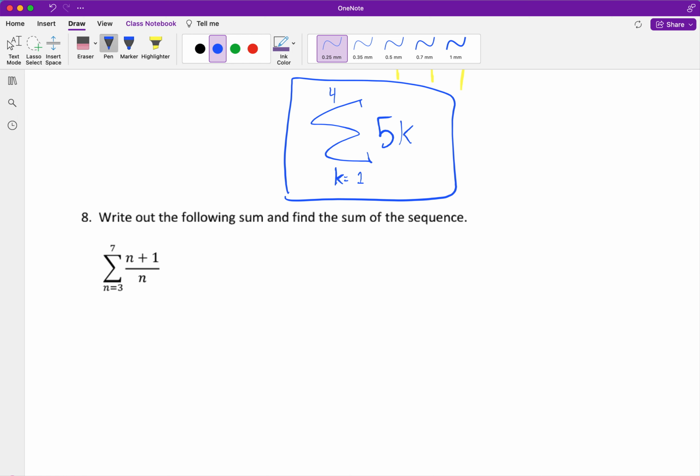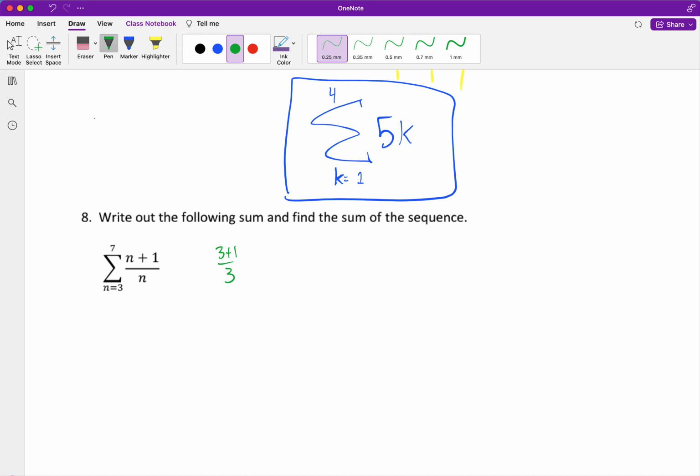All right, for 8, what they want us to do is write out what the following sum is and then actually find what the answer would be. So if we read this, we're doing the sum of n plus 1 over n, and we're doing this from the third term all the way to the 7th term. Alrighty? So let's figure out what the third term would be. I would do 3 plus 1 over 3.